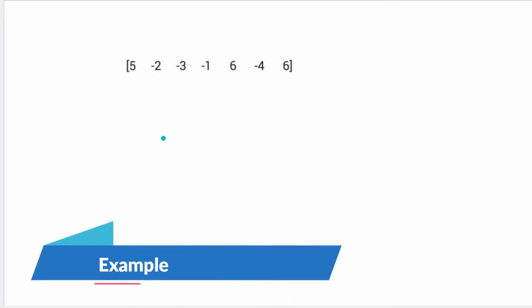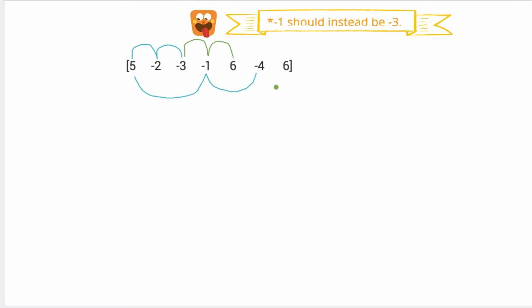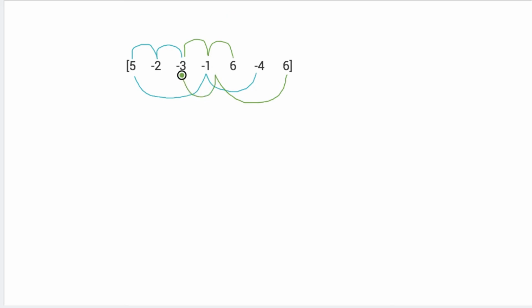Let's take a look at an example. Let's say the input array is 5, -2, -3, -1, 6, -4 and 6 again. In this example, we can see that 5, -2 and -3 add up to 0. Similarly, 5, -1 and -4 add up to 0. Another triplet is 6, -1 and -3. And the last triplet is 6, -1 and -3.